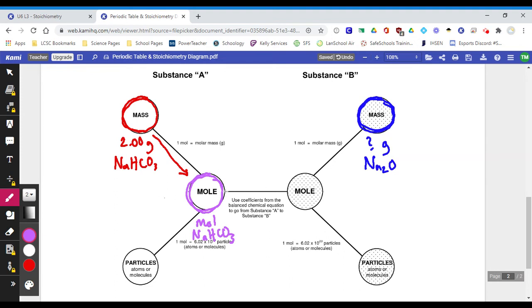From there, if I'm still working on my path to get to grams of Na2O, the only place I can go that makes sense is into moles of a different chemical. That new chemical is going to be Na2O. Moles of Na2O. Okay, so that's going to be another conversion from moles of one thing to moles of another. My last conversion is going to be going from moles of Na2O, finally, to grams of Na2O.